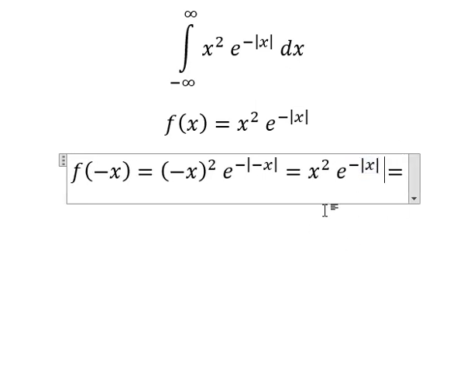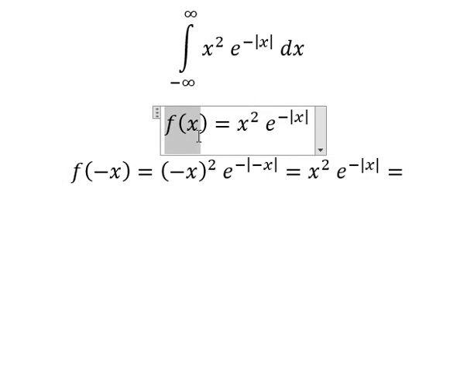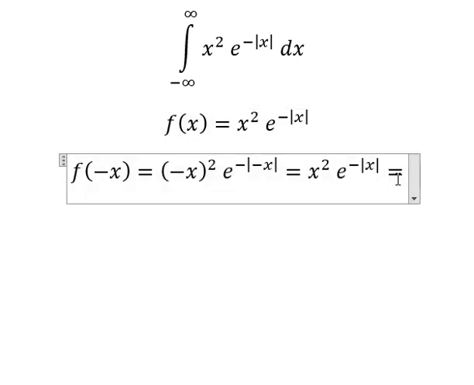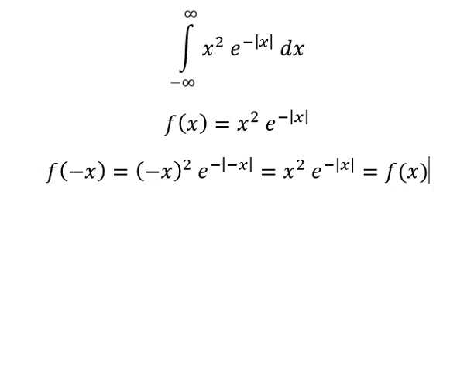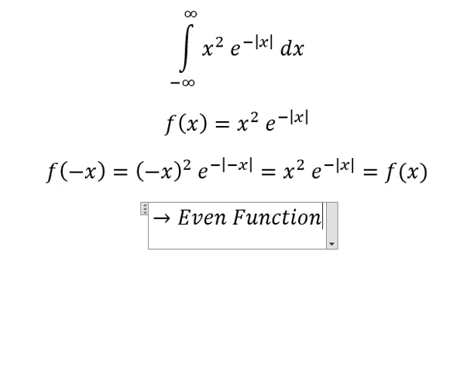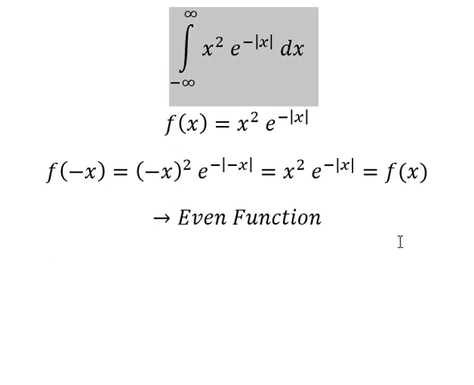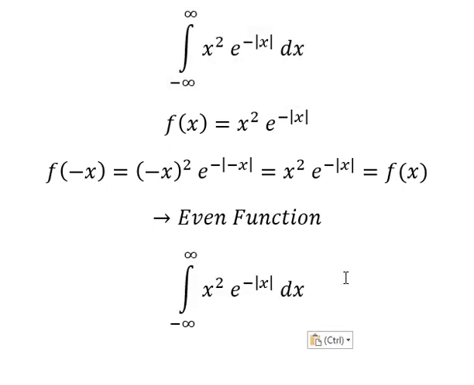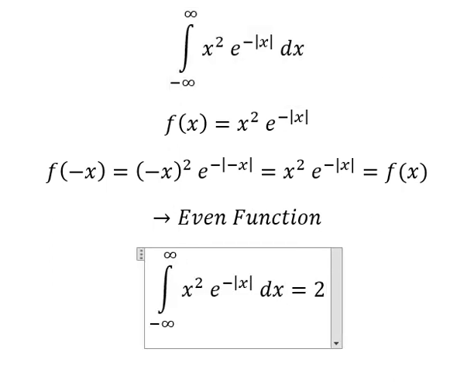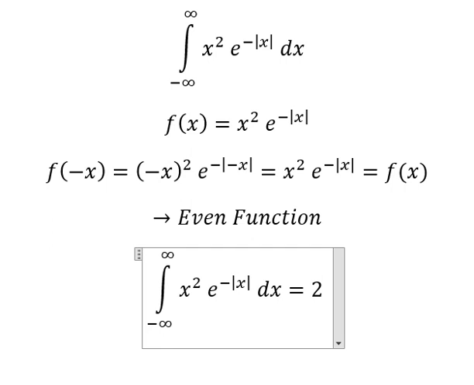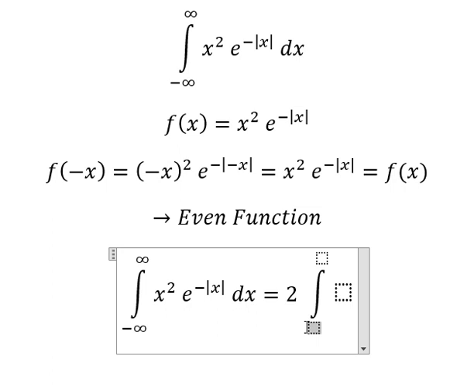So we can say that this one equals this one. So we can say that this is an even function. Because this is an even function and the bound is symmetric, this one should be number 2, and we have the integration from 0 to positive infinity.